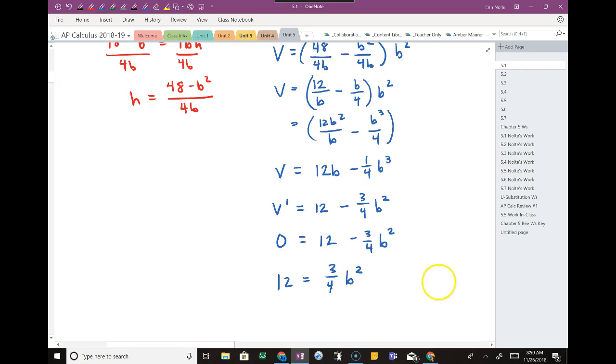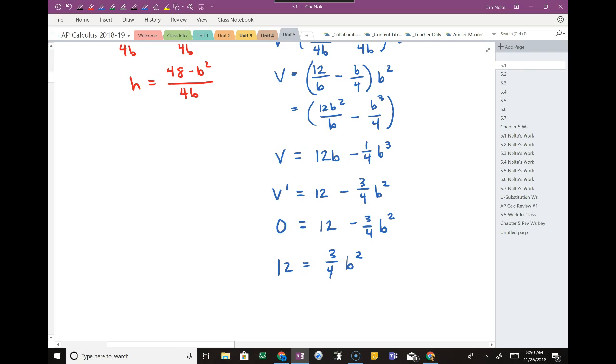Oh, sorry, it's glitching out. Wait. So multiply by 4/3 to get rid of the 3/4. So 12 divided by 3 is 4. 4 times 4 is 16. So now my last step, square root. So what's my b value?